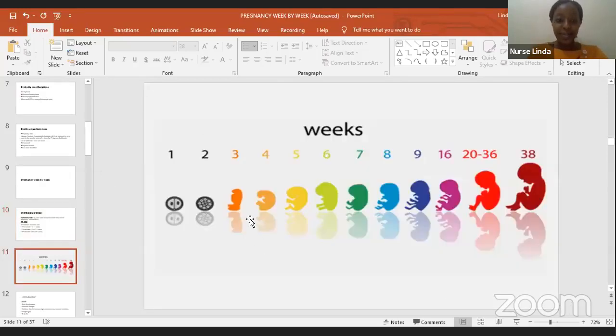So I think you can appreciate the image that we have here. That is from the first week when we just have 2 cells. You can see my pointer, and this is the point of fertilization, where the ovum and the sperm are meeting. Then we have division of these cells. You can see at this point, we have the cells dividing, and then you can see the fetus forming, and you can just see the progress until we are at term. And I think it's an exciting journey.